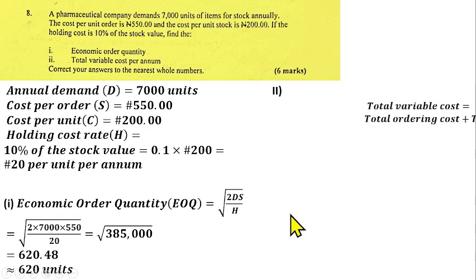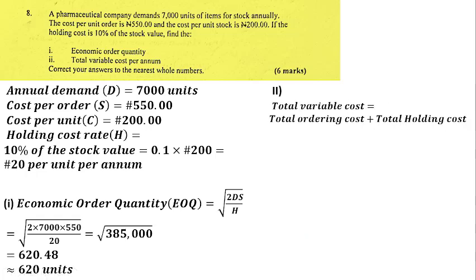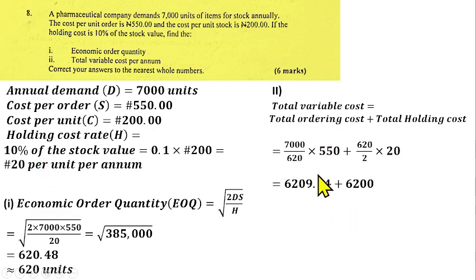Then for part 2, you have to find the total variable cost per annum, which is the total ordering cost plus the total holding cost. The total ordering cost is 7,000 divided by 620, which is the EOQ, multiplied by 550, which is the cost per order. Then plus the total holding cost, that will be 620 divided by 2 multiplied by 20, which is the holding cost. If you simplify this, that gives us 6,200.